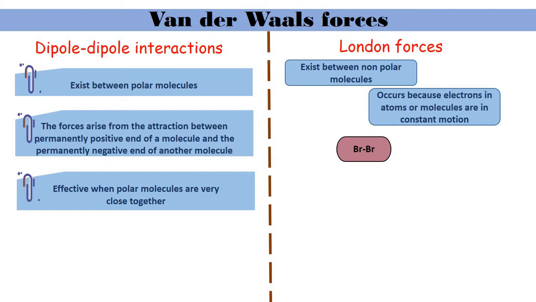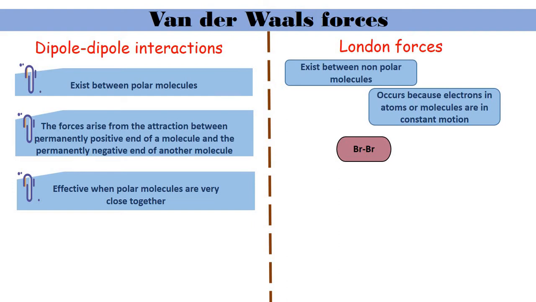As we know, van der Waals forces has two types. First type is dipole-dipole interactions. Dipole-dipole interactions can be formed between polar molecules. The forces arise from the attraction between the permanently positive end of a molecule and the permanently negative end of another molecule. The strength of dipole-dipole interactions depends on the dipole moment of the molecule, which in turn depends on the electronegativity difference of the bonded atoms.